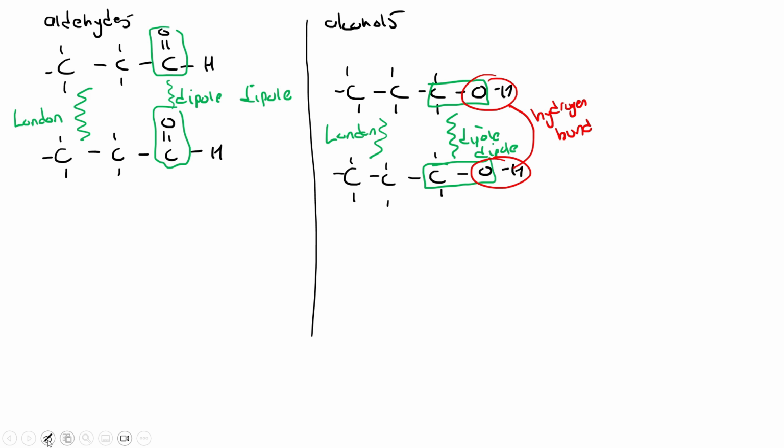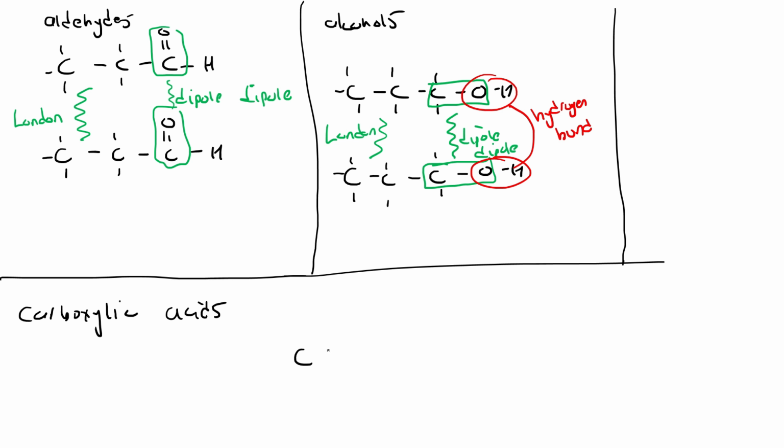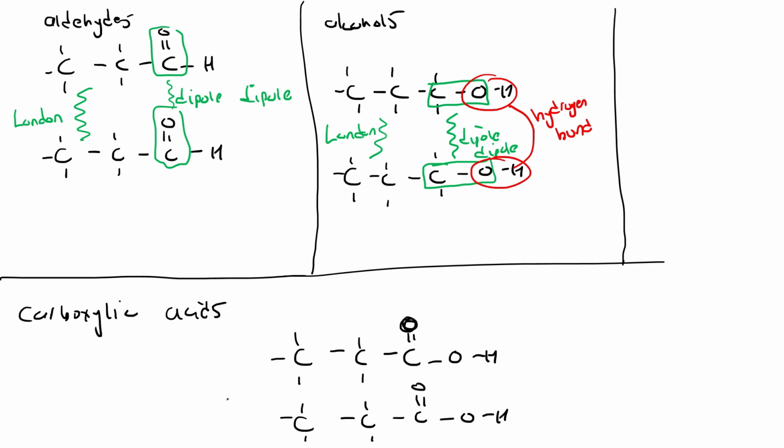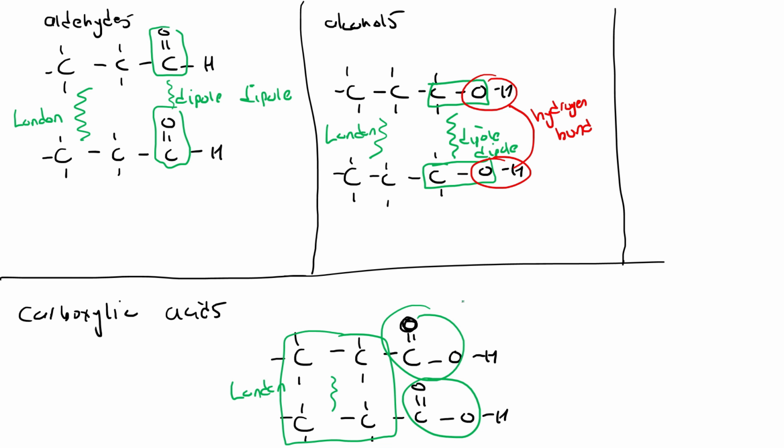And now if we look at carboxylic acids, okay, so let's do a 3-carbon carboxylic acid, and then here's another one. Okay, so with carboxylic acids, they also have this non-polar part over here. So in that area there, you've got London forces. Then you've got these areas over here, which produces a polar section. So there you're going to have your dipole-dipole. And then you're also going to have hydrogen bonding, for example, over there.